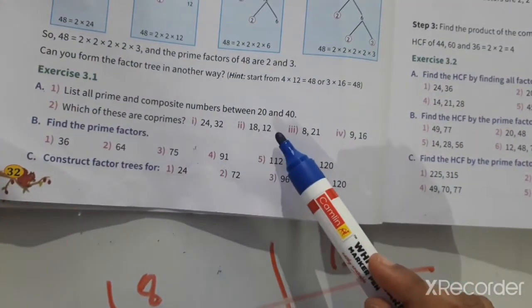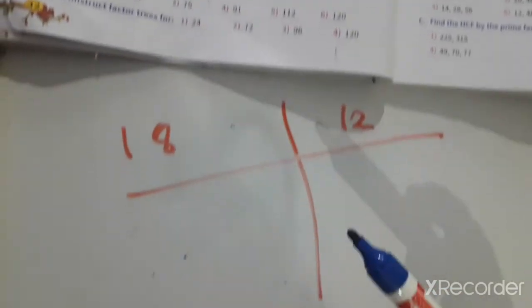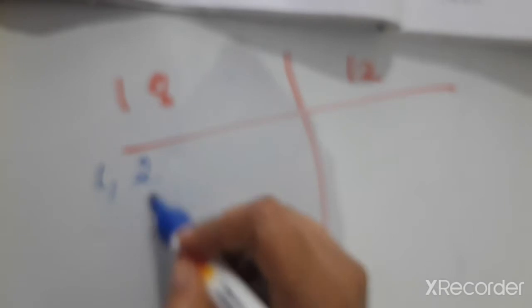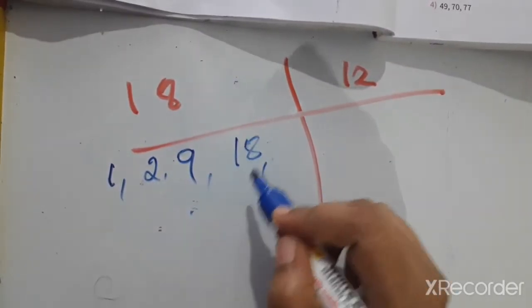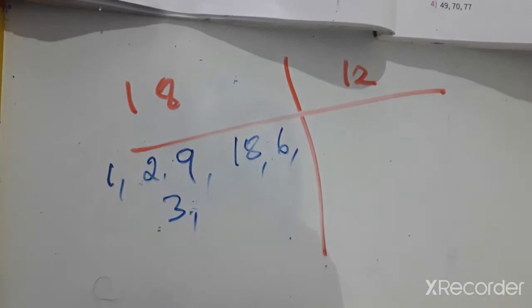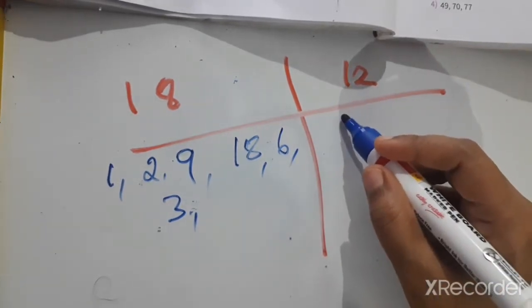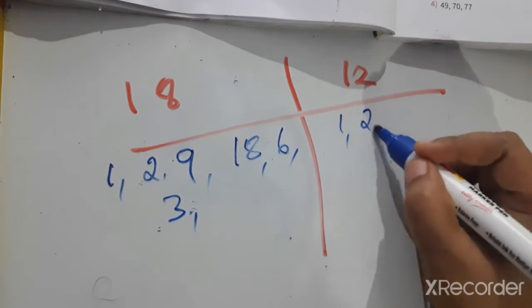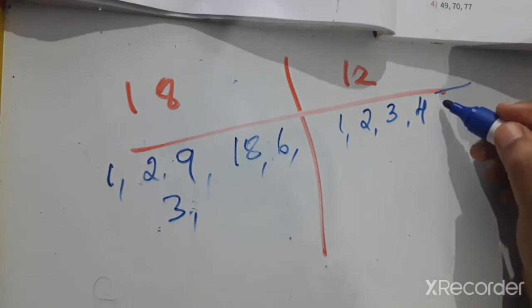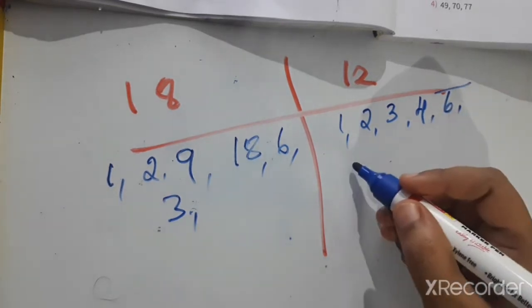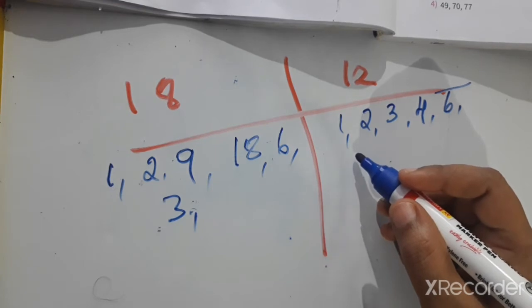Now we have to check whether 18 and 12 are co-prime or not. Factors of 18: 1 is a common factor, then 2 nines are 18, 9 twos are 18, 18 ones are 18, and 6 threes are 18. Factors of 12: 2 sixes, 3 fours are 12, 4 threes are 12, 6 twos are 12, 12 ones are 12.